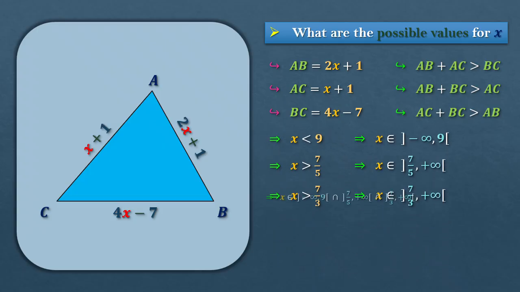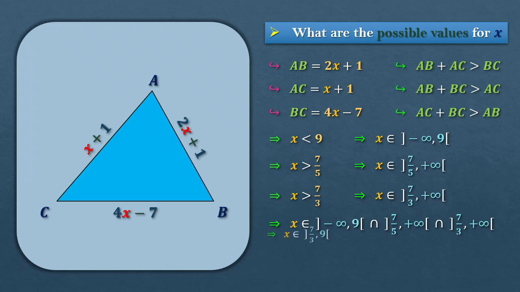Which means that x belongs to the intersection of these intervals. We conclude that x belongs to the open interval from 7/3 to 9. So only when x belongs to this interval can the triangle ABC exist. Outside of this range, the triangle collapses and geometry breaks down.